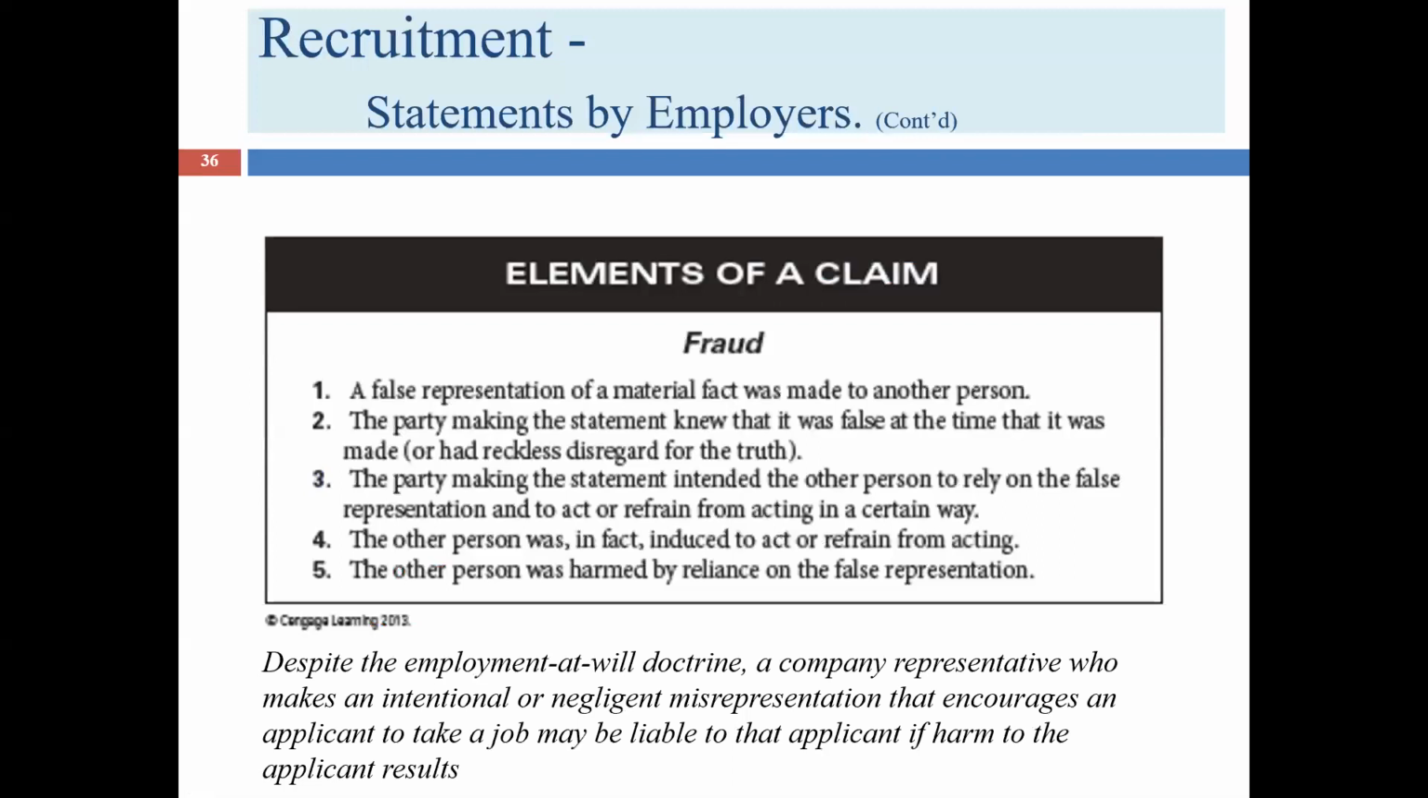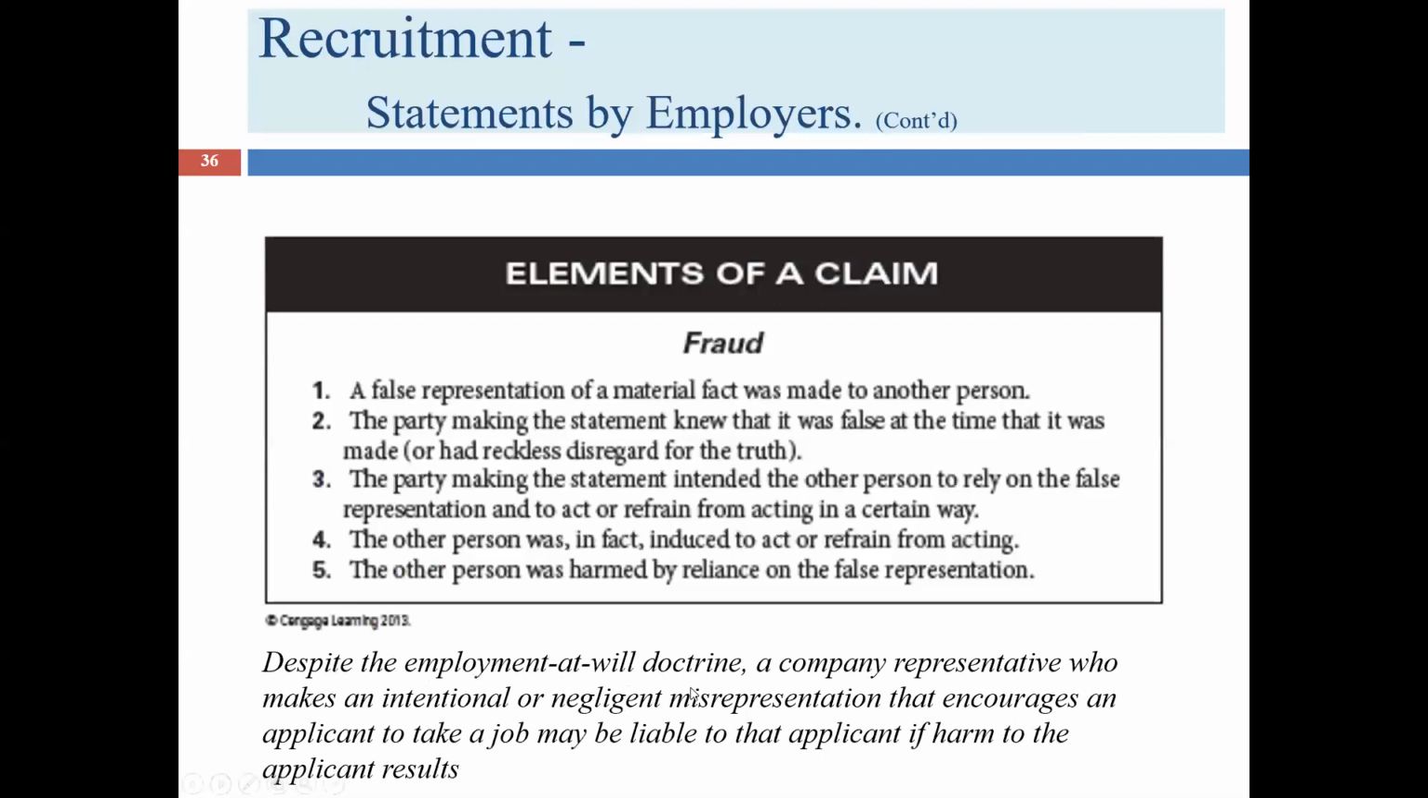I can't even get unemployment because I wasn't employed here long enough. That's your problem. We never promised you that you would have a certain period of employment. You were employed at will. Very likely, the employer is not going to be found to have committed fraud unless he represented to the candidate a certain level of certainty about the stability of employment. So employment at will is going to remain the assumption of the relationship.